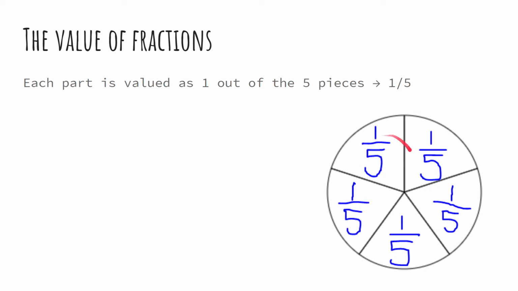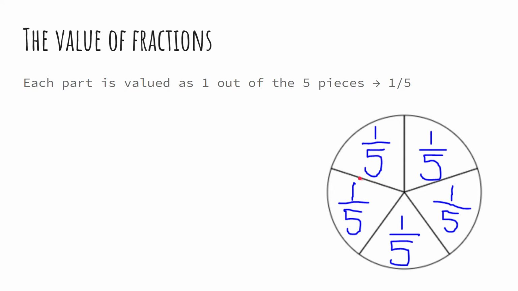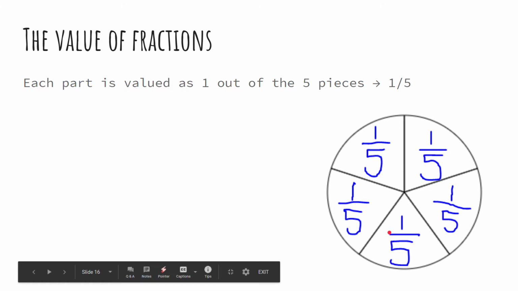So if I'm just talking about one piece for some reason, it's going to have the value of 1 over 5. So it's always important that you count how many pieces there are. The total number of pieces goes as your denominator, and knowing that each piece itself has a value of 1 out of 5.